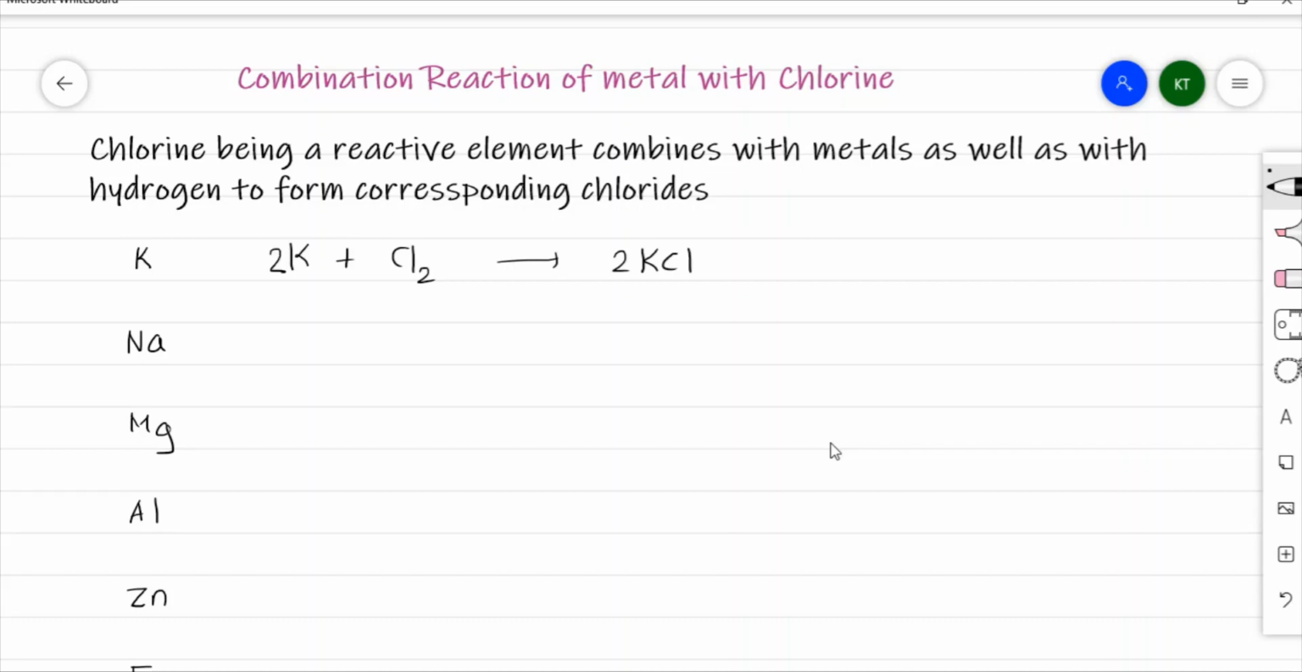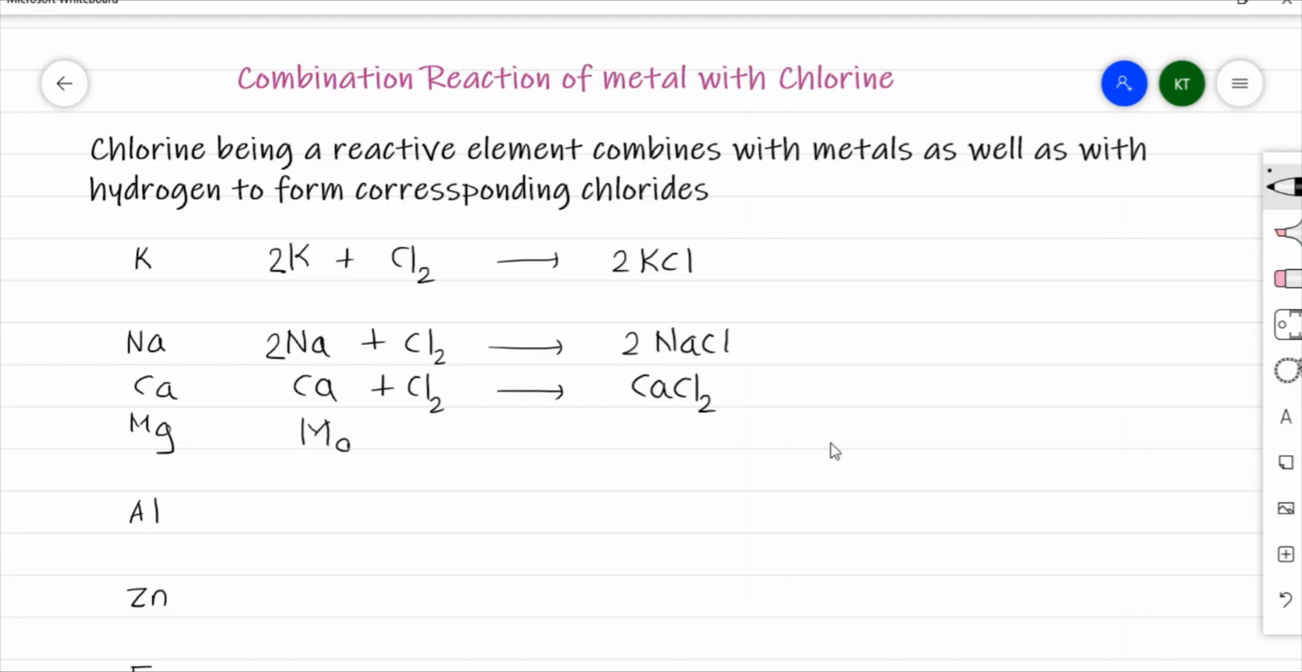Same happens with sodium metal. It also reacts with chlorine in order to give me 2 NaCl. In order to balance this, I'll multiply sodium by 2. Calcium metal does react with chlorine in order to give the corresponding CaCl2, calcium chloride. Magnesium metal does react with chlorine in order to give me magnesium chloride, that's MgCl2.